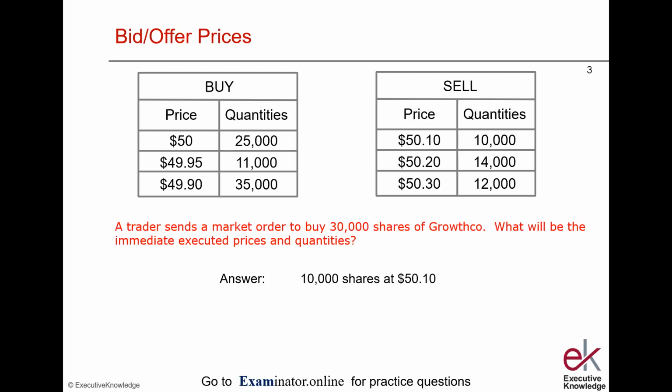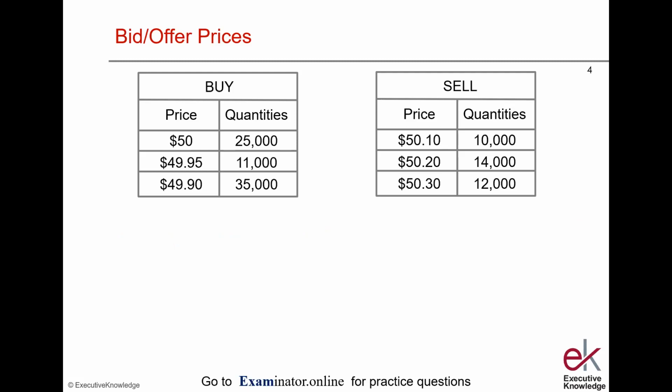We want another 20,000. Well, the next best price is $50.20. So we will buy 14,000 at $50.20. We've bought 24,000. We want to buy 30,000. So we have 6,000 more to buy, and there are 12,000 available at $50.30. So we will complete our order by buying 6,000 shares at $50.30. So that is how a buy order for 30,000 shares at market price, the market order, would be filled. Let's look at another example.